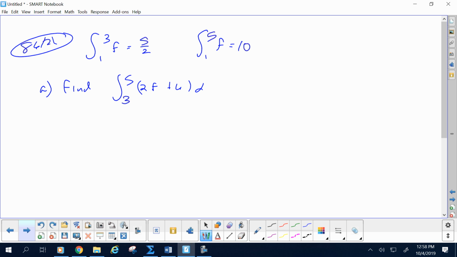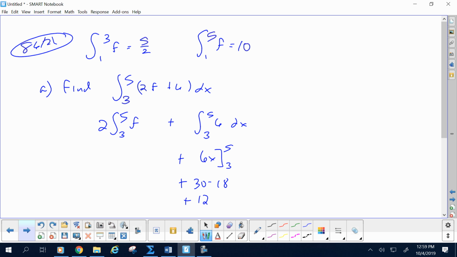Okie dokie. What did you do to start? Did you deal with the 3 to 5 first, or did you separate the 2's and the 6's first? Okay, so let's write this as 2 times the integral from 3 to 5 of f plus the integral of 6. That 6 is in the integral, so it needs to be integrated separately, and that would be something like 30 minus 18, so that's 12 eventually. All right. What about the first part?